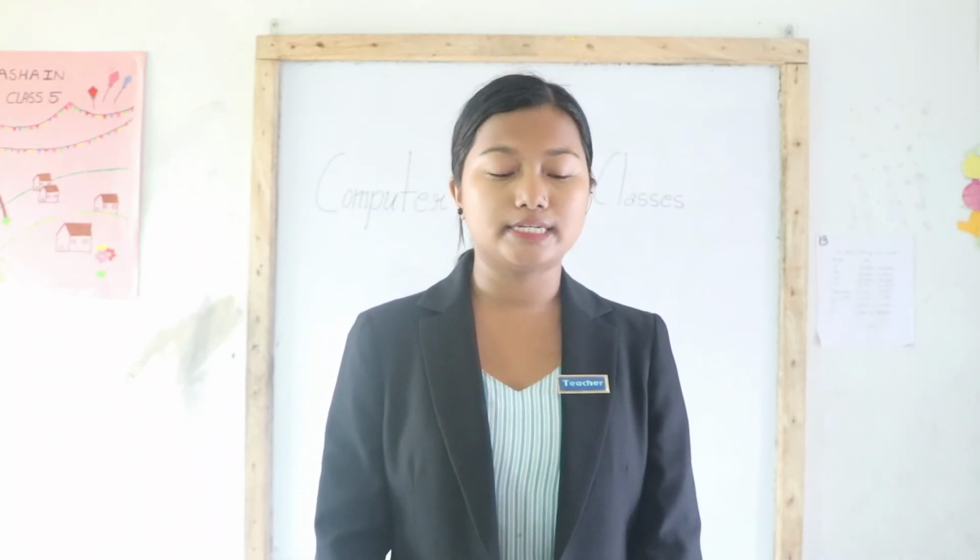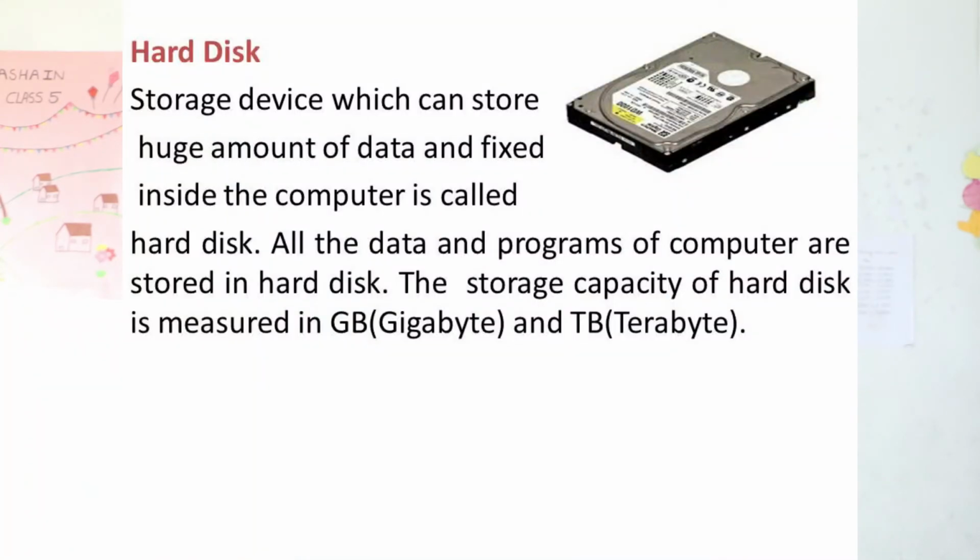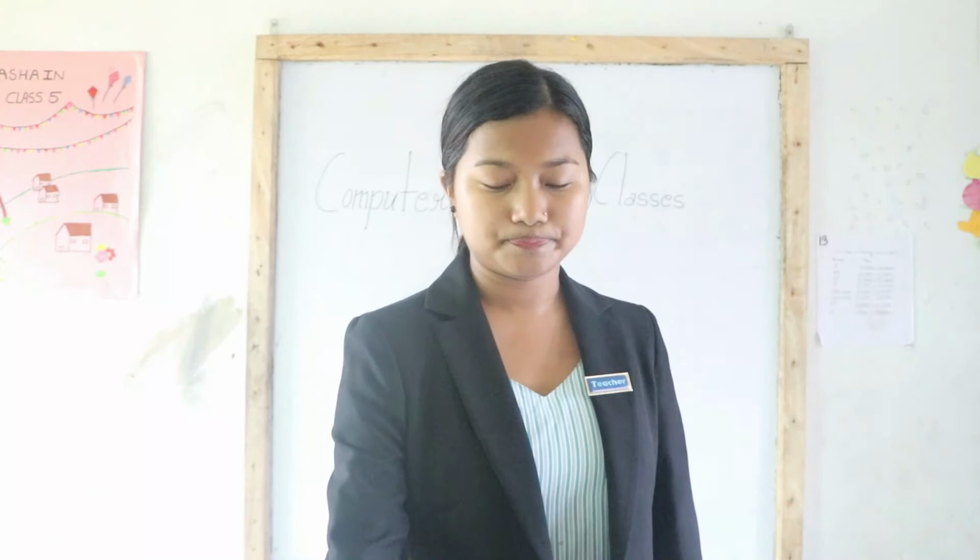Second is hard disk. Storage device which can store huge amount of data and fixed inside the computer is called hard disk. All the data and programs of computer are stored in hard disk. The storage capacity of hard disk is measured in gigabyte and terabyte.